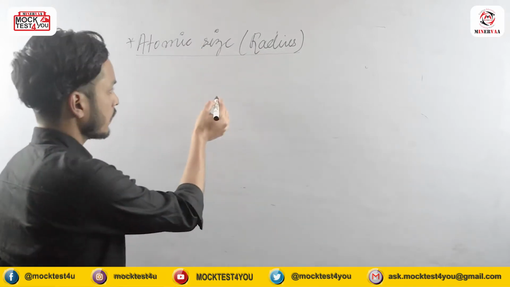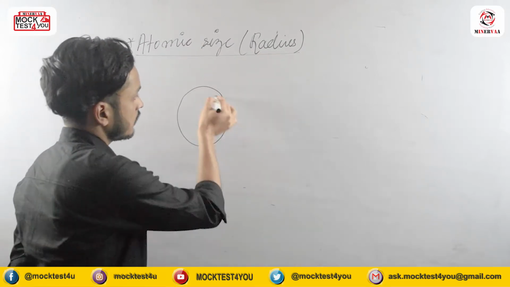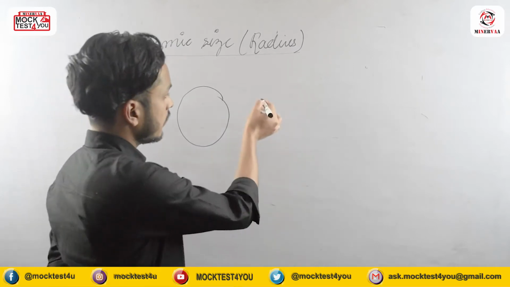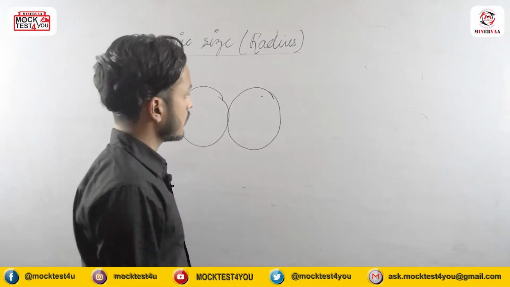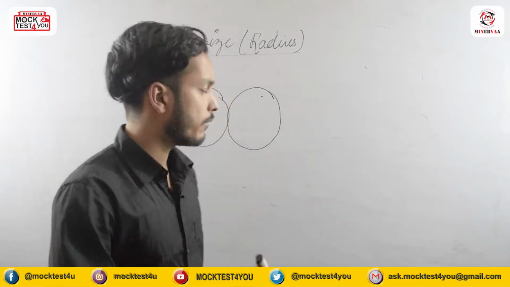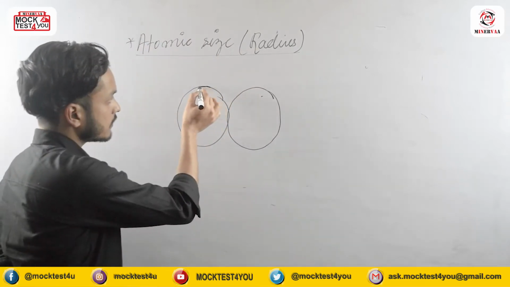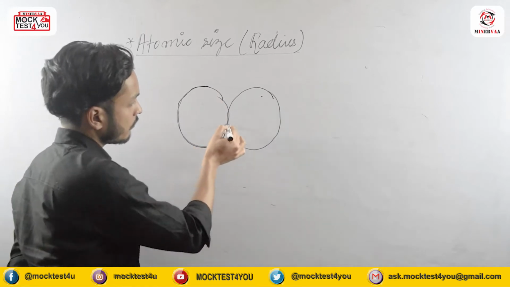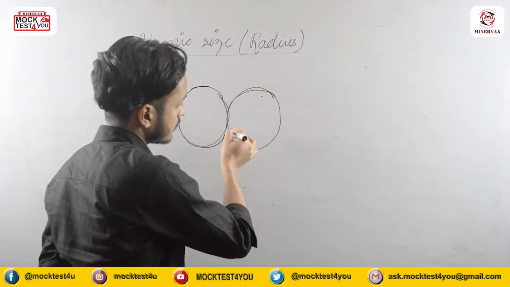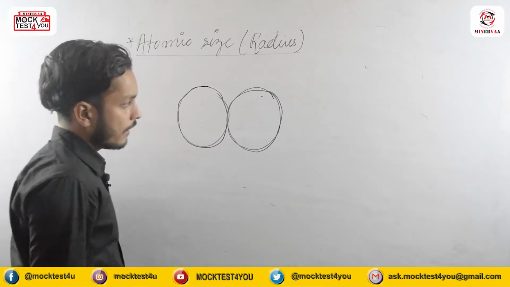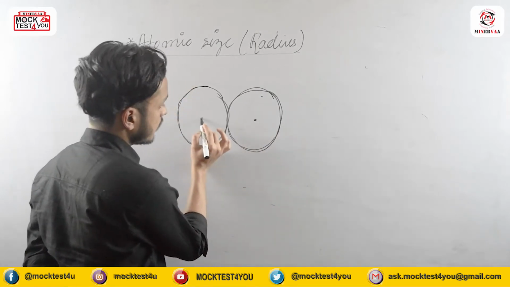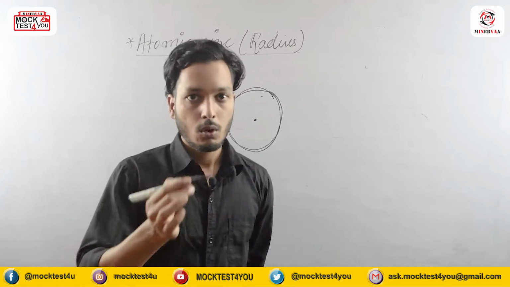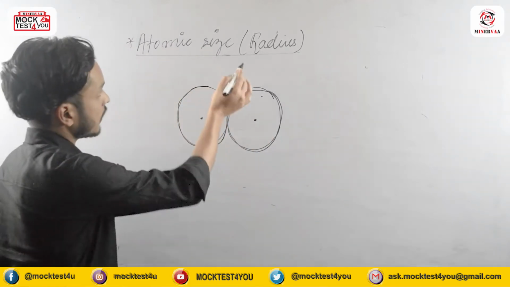Suppose there are two atoms in the form of spheres, just touching each other. We have assumed that each is an atom in the form of a sphere. This is the center of this atom, and this is the center of the other atom. Now, what will be the atomic radius or atomic size of this element?